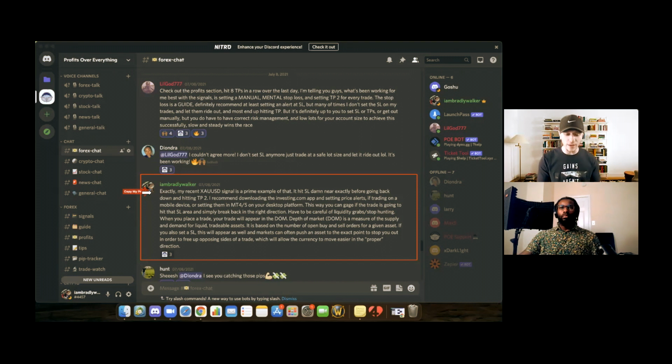So you definitely want to have those price alerts. But again, this is what we do. What I'm saying right here is this way you can gauge if the trade is going to hit the stop loss area and simply break back in the right direction. Have to be careful of liquidity. Again, I've talked about this. You have to be careful of liquidity grabs and stop hunting.